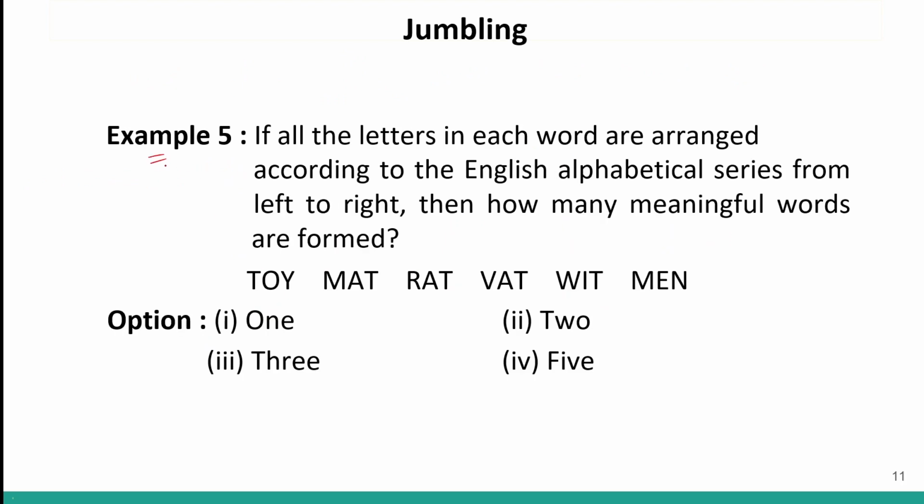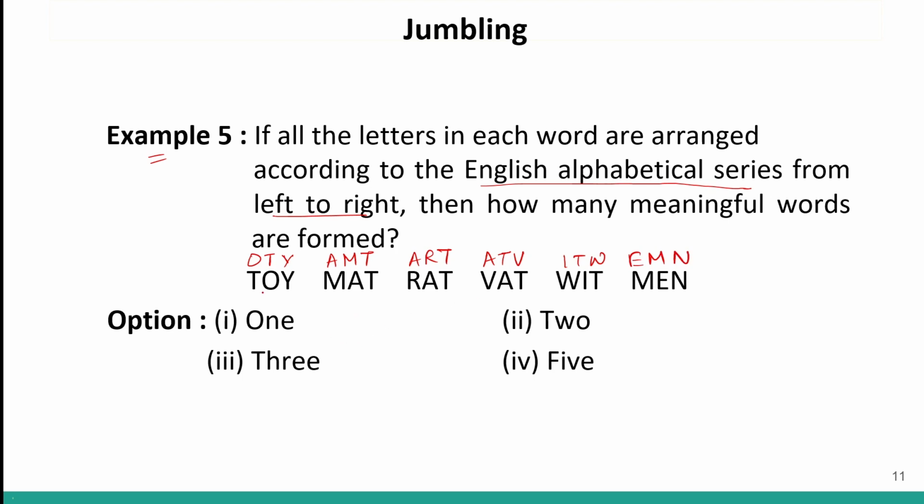Now, example 5. Same words are given to us. We have to arrange them in English alphabetical series from left to right, and then we have to find out how many meaningful words are formed. So within the same word, we have to arrange the letters in alphabetical series. That means increasing order. So over here, it will be OTY. Here if I arrange, it will be AMT. Here it will be ART. Here it will be ATV. Here it will be ITW. And here it will be E, M and N.